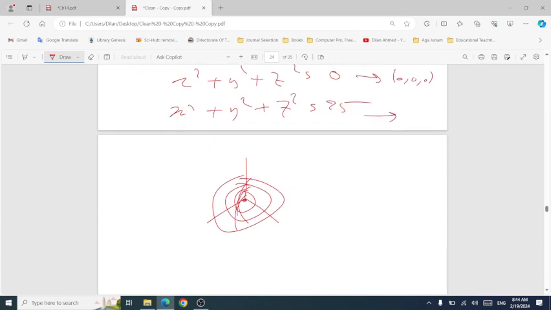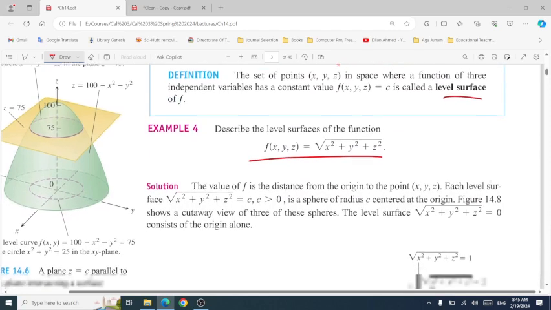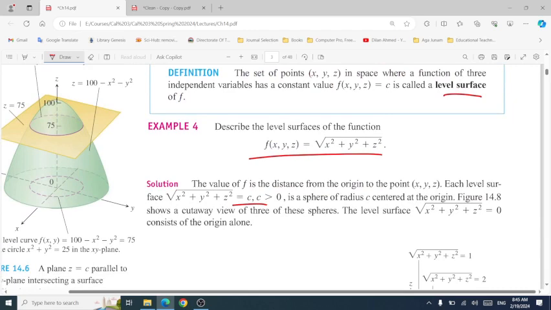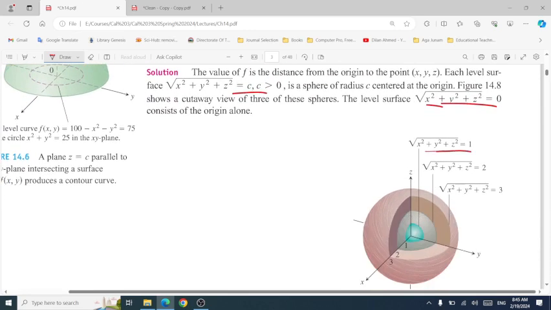So if I describe the level surface again, what is it? It is a sphere. It contains the origin and everything. When 0, 0, when 1 only, when 2, 3, 4, 5, and on top of this, you'll get the ball.